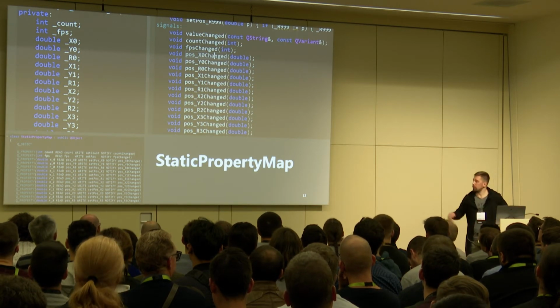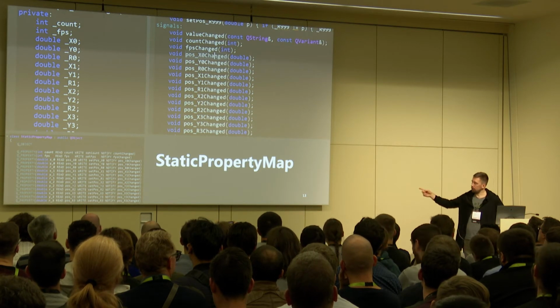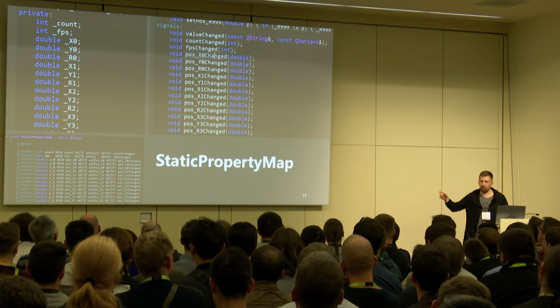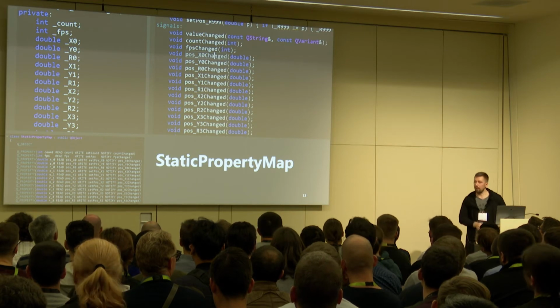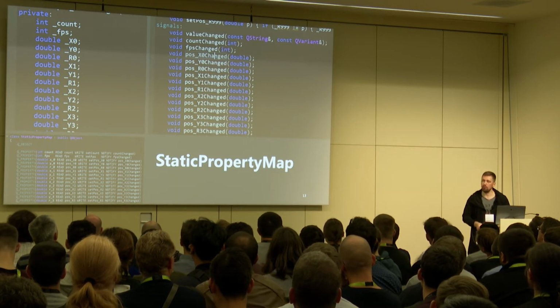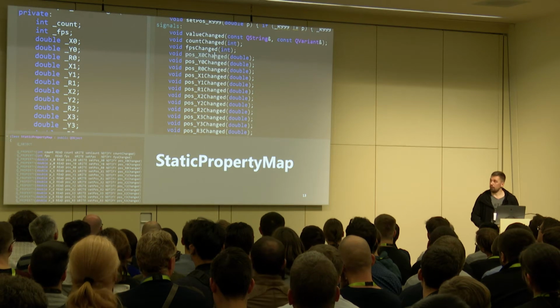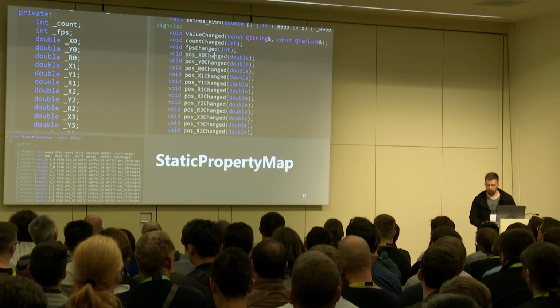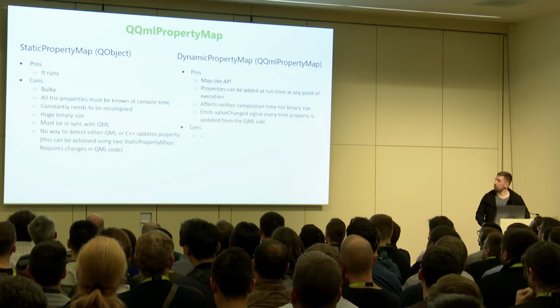In the world where static property map exists, let's call this approach static property map, because we will need it later. And in the land where static property map exists, there should exist a dynamic property map as well, and it does. It's called QQmlPropertyMap.